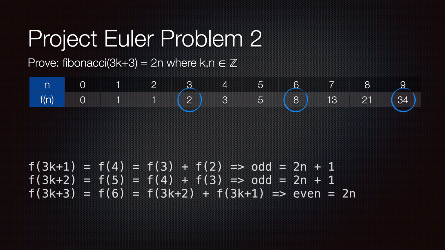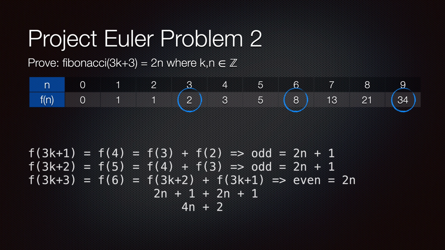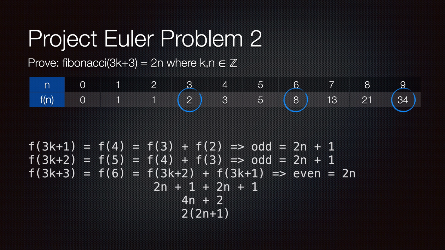We need to show that this is equal to this for some number k and the next number after k, which is k plus 1. Let's show a given k is even by substituting our F4. Since the result of f3k plus 2 is an odd number, we can put in 2n plus 1 in its place. The same goes for f4. Let's remove the parentheses, add them up. We get 4n plus 2. Let's factor out a 2. 2 times some number means our result is even.